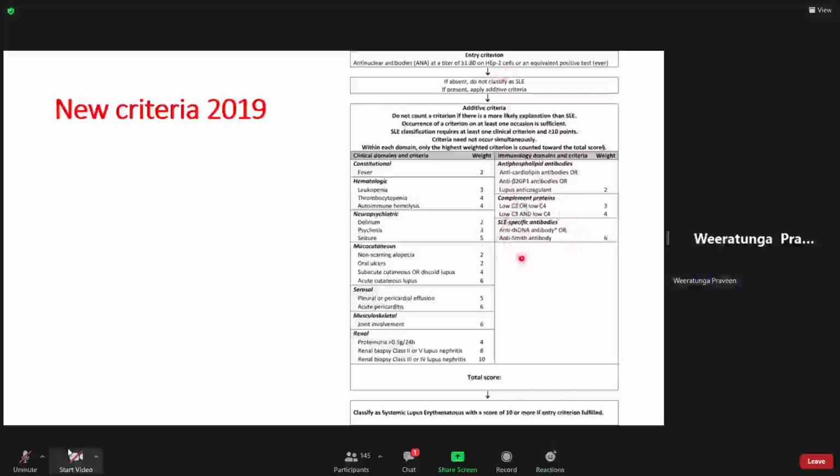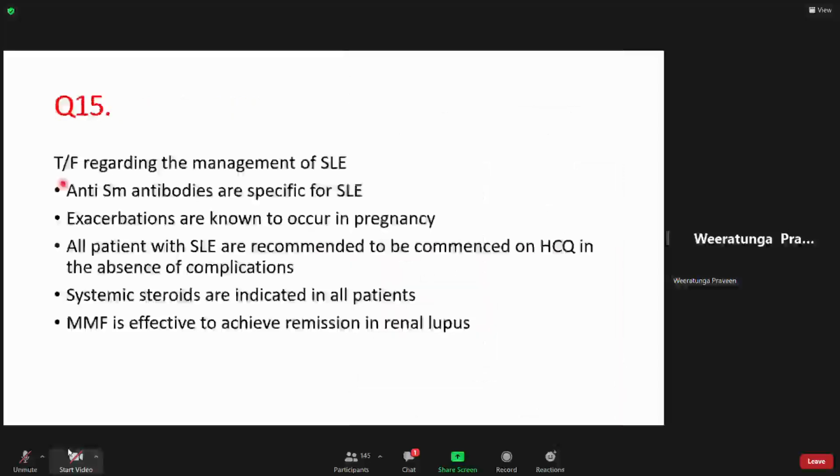Remember ANA is not specific for SLE, you need to know that. But there are two SLE specific antibodies. One is anti-dsDNA, which you know. Anti-Smith antibody is also considered to be specific for SLE. Write this down: in addition to anti-Smith, anti-dsDNA is also SLE specific.